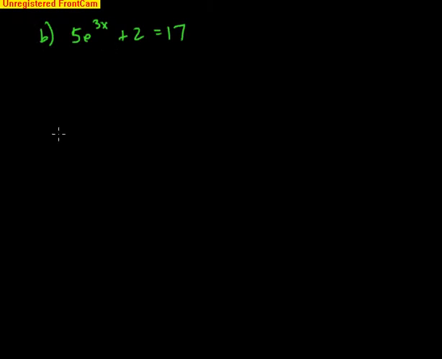5 times e to the 3x plus 2 equals 17. So again, we go through our checklist. Is it exponents or logs? It's exponents. One side or both sides? This time it's only one side. So I need to identify the base and the exponent, e to the 3x. Get that alone.